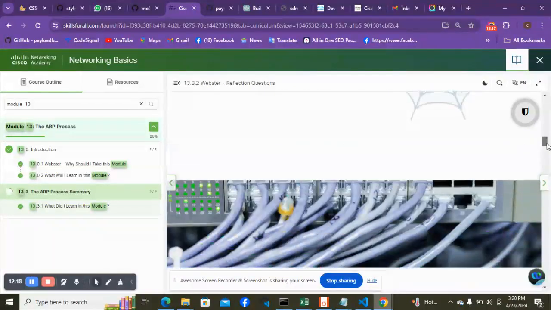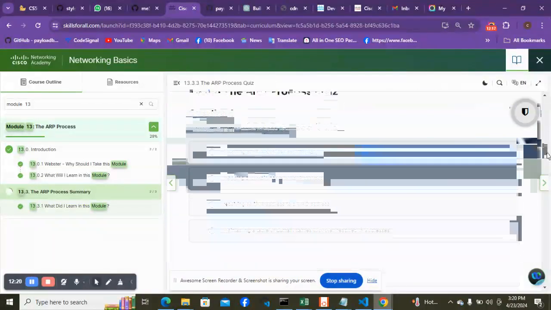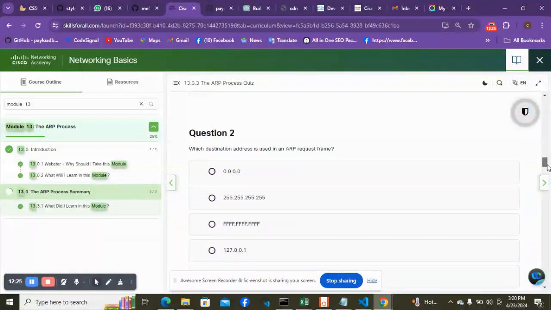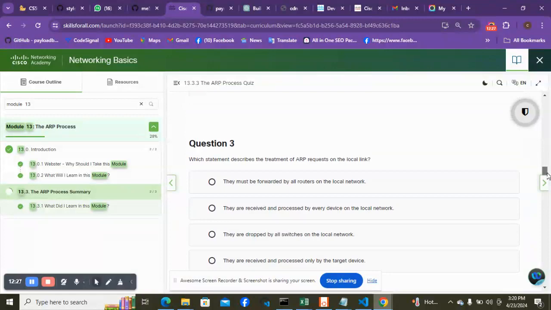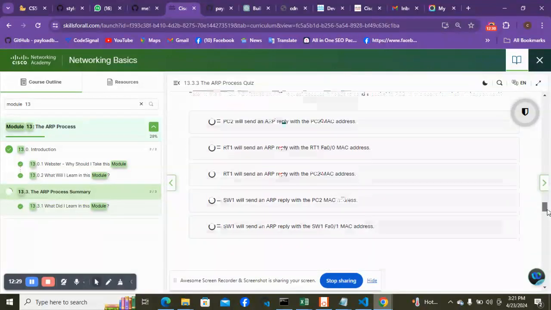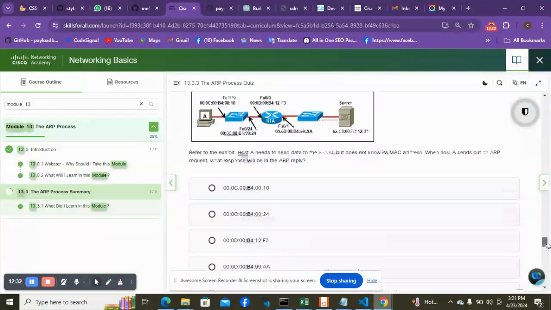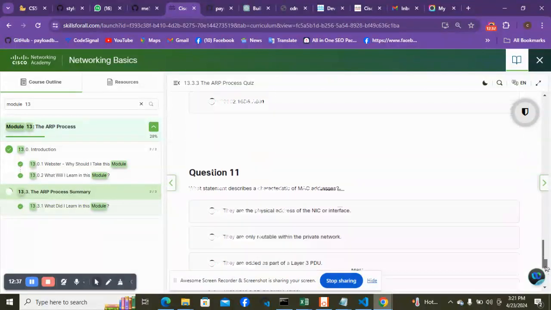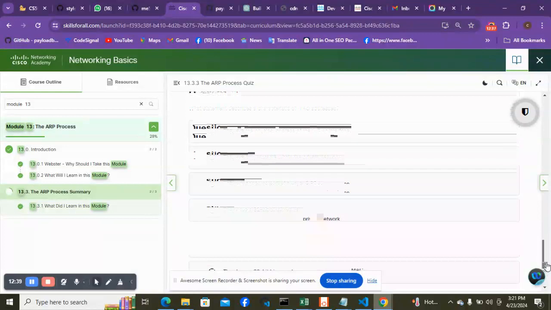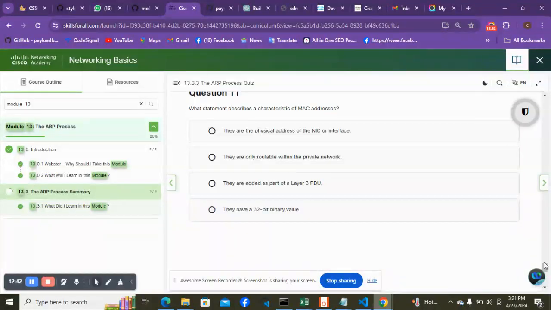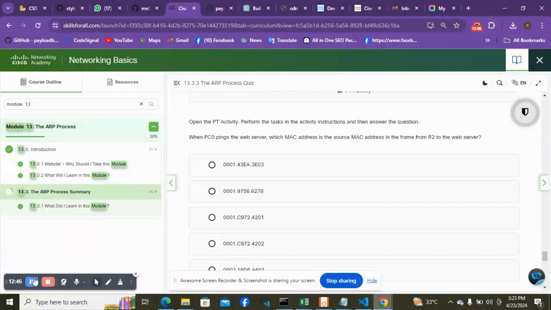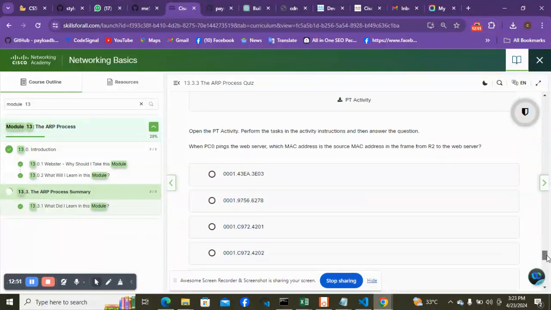So Webster reflection, we're going to do this quiz on our own. It's going to be part of our assessment, and then we would go back to it later, and we know how to make sure we have passed this. So let us do it. So in the activity number 10, there's the Packet Tracer activity.